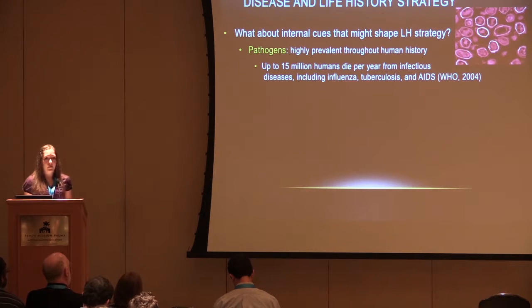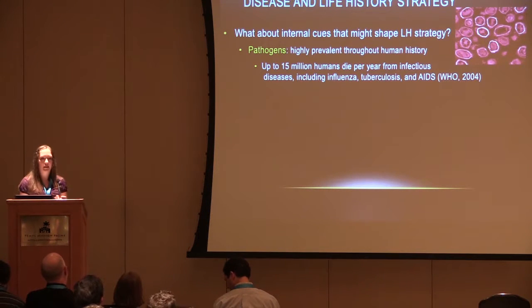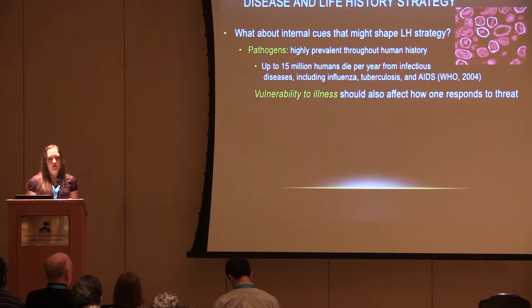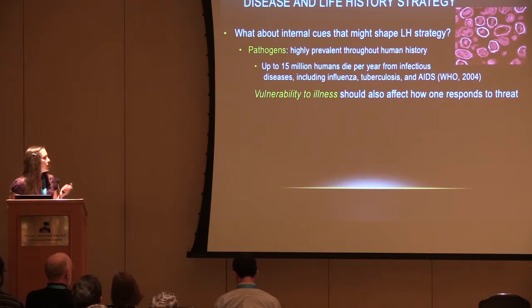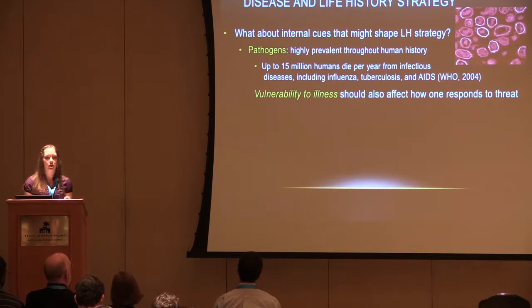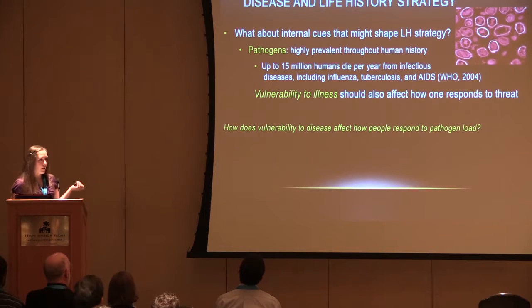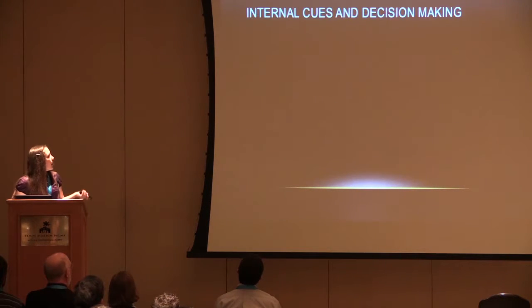So pathogens have been highly prevalent throughout human history, and they continue to be prevalent today. In fact, up to 15 million humans a year die from infectious disease worldwide. These are diseases including influenza, tuberculosis, AIDS, malaria, and the like. So we predict that a person's chronic vulnerability to illness should also affect how one responds to pathogen load and the types of decisions that an individual makes across their lifespan. So that's our research question in short.